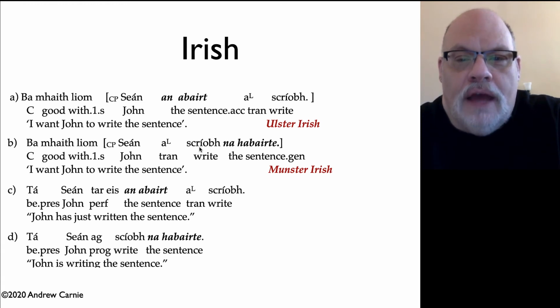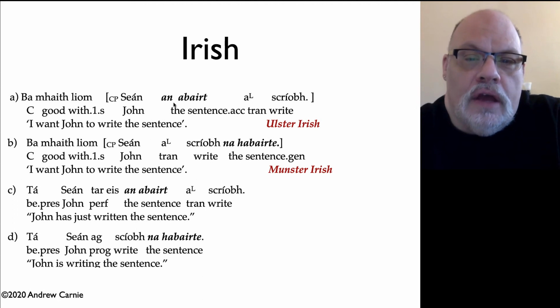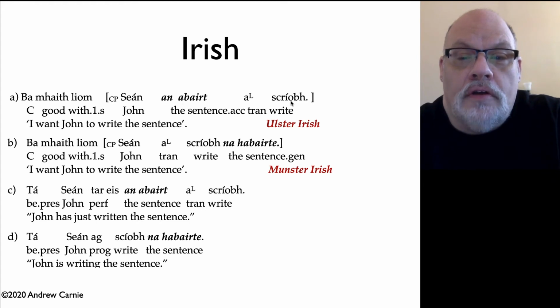So we actually have two dialects of Irish here. One is Ulster Irish and the other is Munster Irish. In Ulster Irish, in non-finite clauses you always get object, verb order. This tran marker shows up whenever the verb is transitive. Now in Munster Irish, a different pattern sometimes shows up. You also can get the OV order, but you can get a different order where the verb comes before the object. So nahabercha is the object, and it's following the verb.